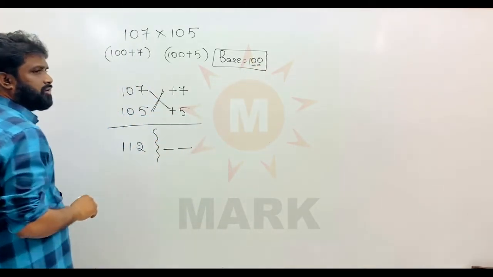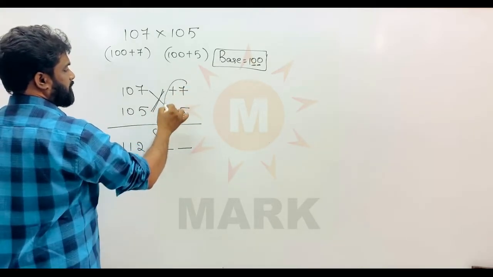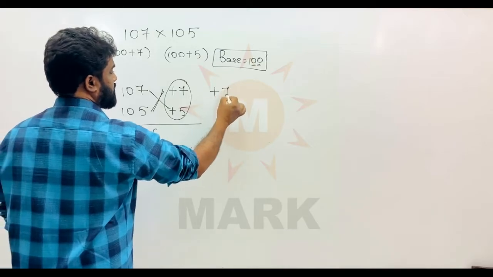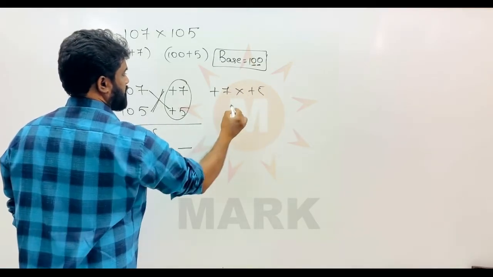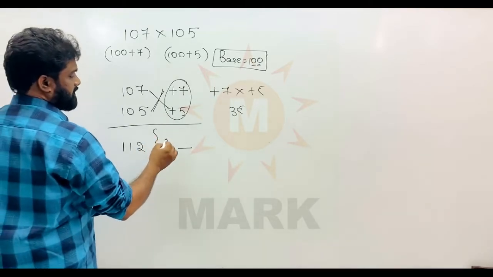That is why I am giving 2 slots. So what should we write in these 2 slots? The product of these two numbers. What is plus 7 into plus 5? Plus 7 into plus 5 is plus 35. 35 fits exactly in this area.